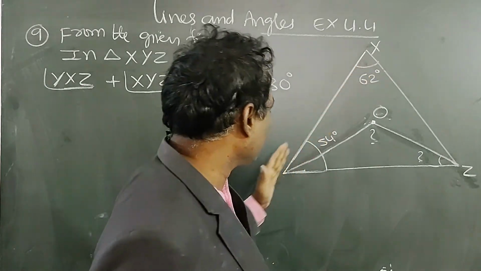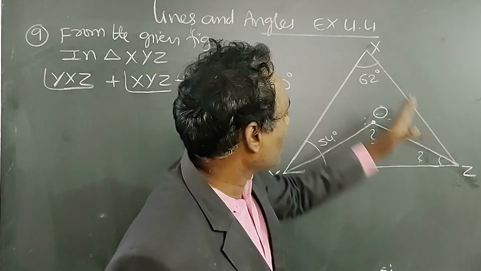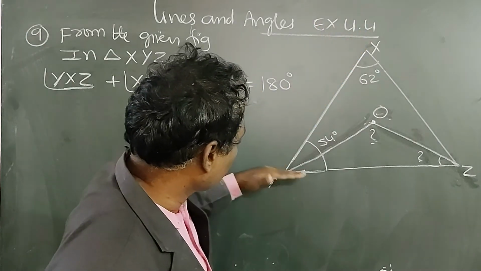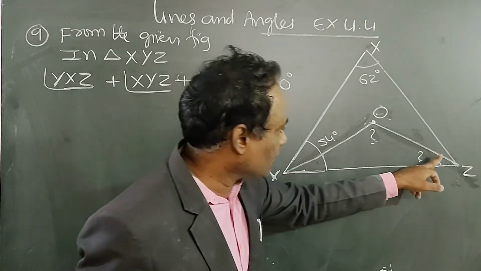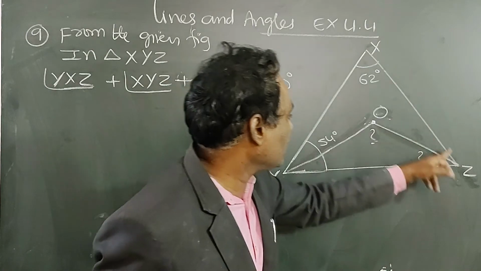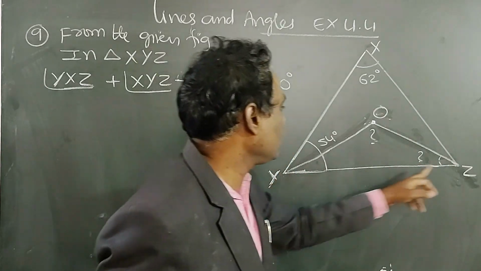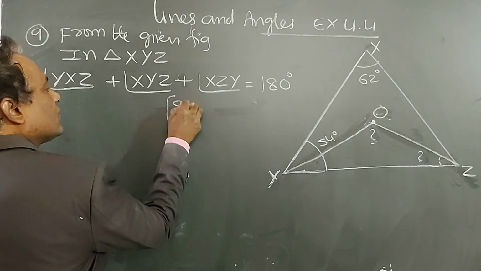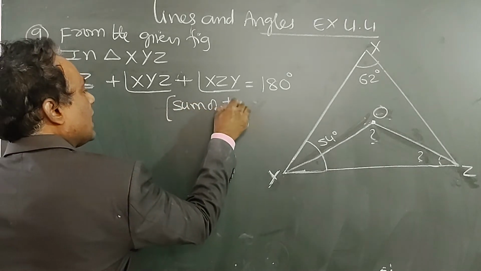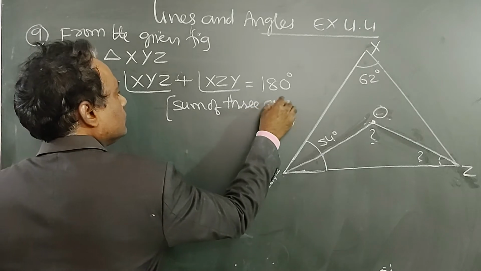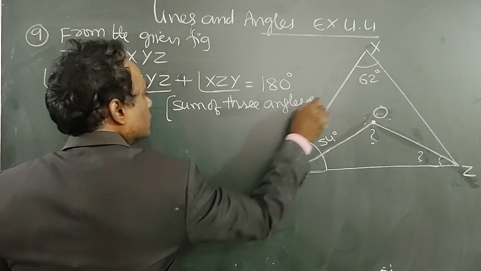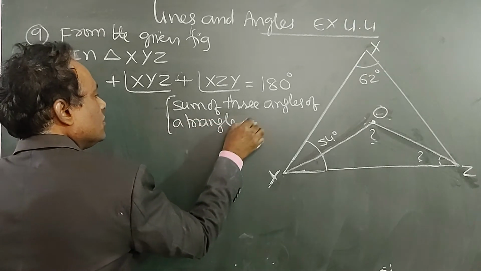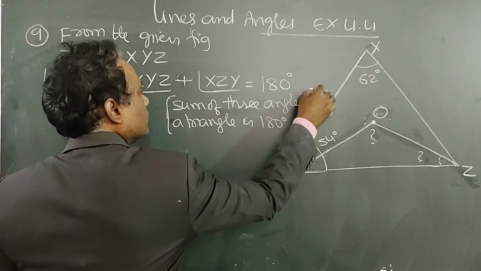But standard notation is YXZ or ZXY. Similarly, this angle is XYZ. This angle is XZY or YZX. Anyway, we can write. So why is the sum 180? Because the sum of three angles of a triangle is 180 degrees.